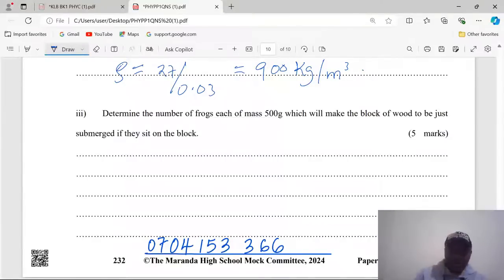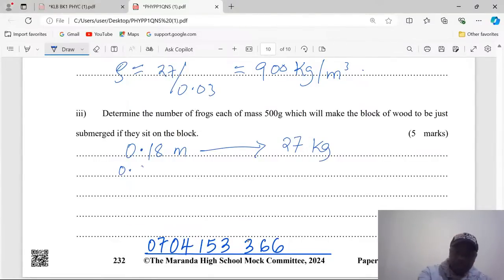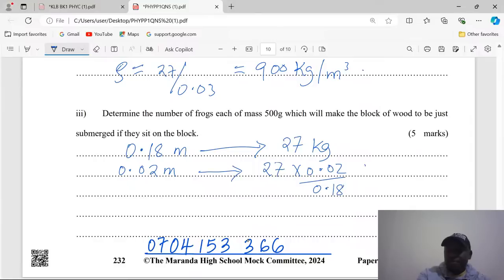So we ask ourselves that a height of 0.18 meters of the block is inside the water because of the 27 kilograms of the block itself. What about the remaining 0.02 meters? It has to be 27 times 0.02 divided by 0.18. This will require exactly 3 kilogram.